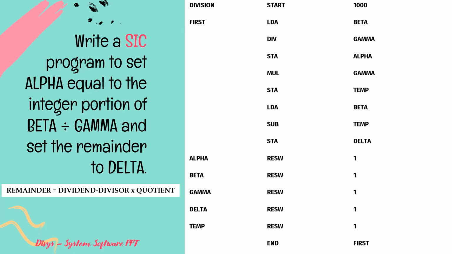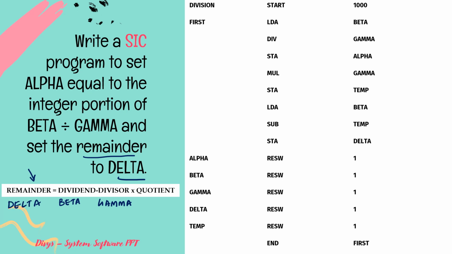Now we need to store the remainder also to delta. For remainder finding, we'll use this logic: remainder is equal to dividend minus divisor into quotient. Here the dividend is beta and the divisor is gamma. So we have to store the remainder in delta.